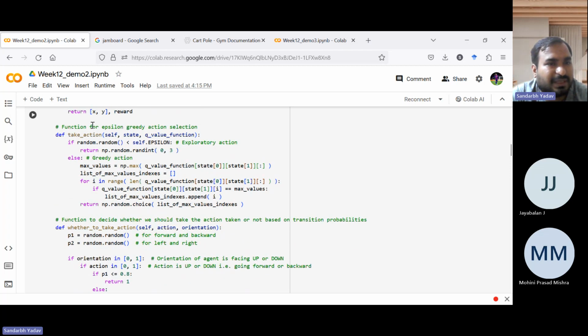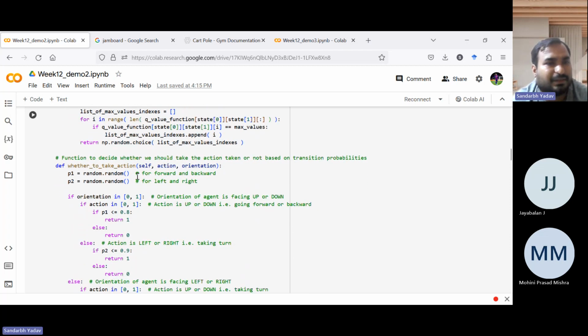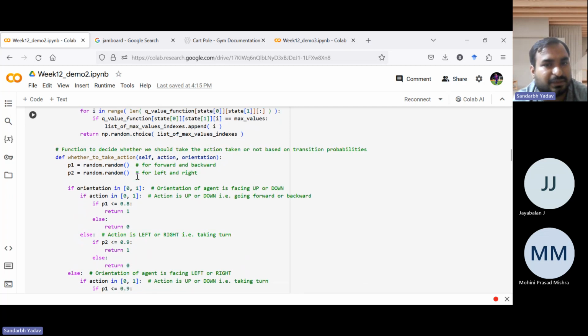So this is the take action. Here, as usual, epsilon greedy action selection: if we generate a random number and it's less than epsilon, we take whatever random action is returned, and otherwise we take the greedy action. This we have seen already many times, and this is the function to decide whether we should take the action or not based on transition probabilities.